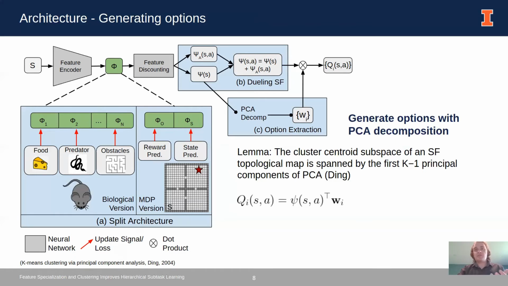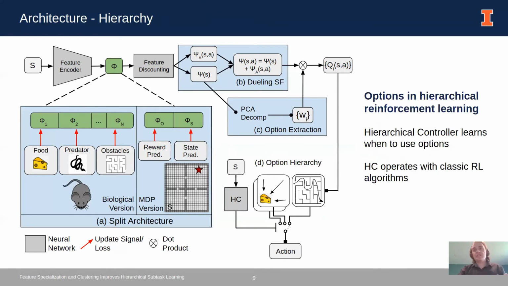Additionally, subsequent principal components define intra-cluster interactions in the subspace. What that means is they define movements within those clusters. So it can define movements within a specific room, say from the right side of a room to the left side of a room. Once we have generated those options, we insert them into a hierarchical reinforcement learning framework, where a hierarchical controller decides when to use those specific options in order to solve the environment.